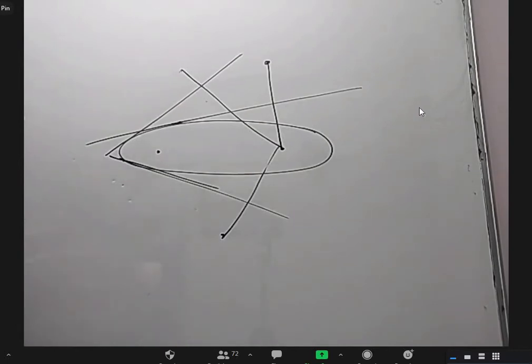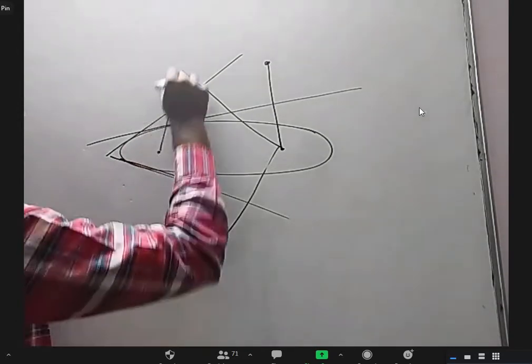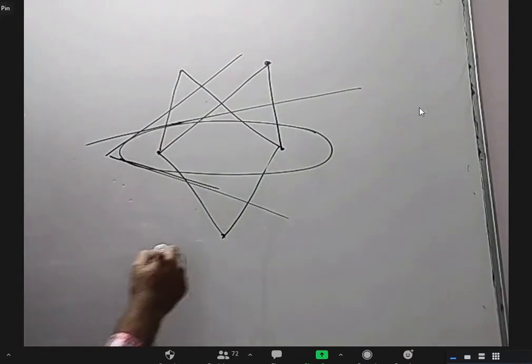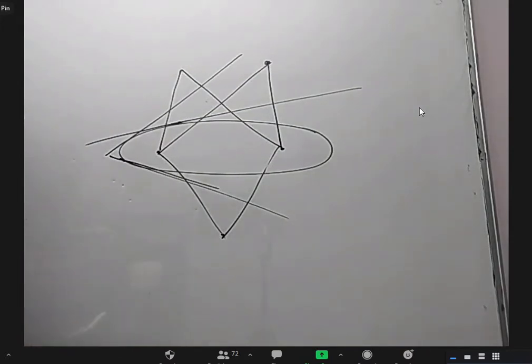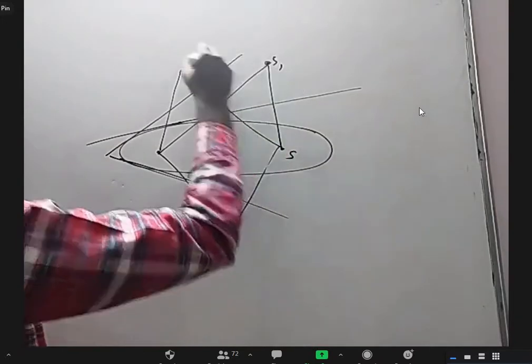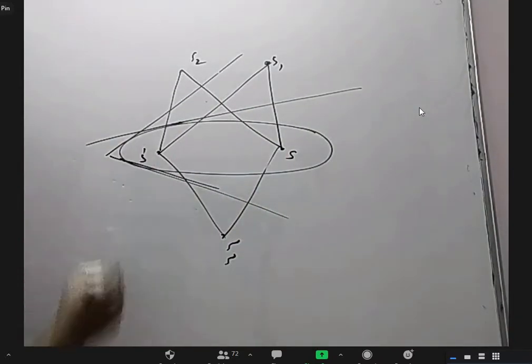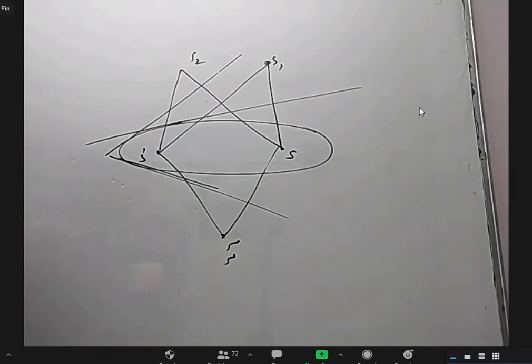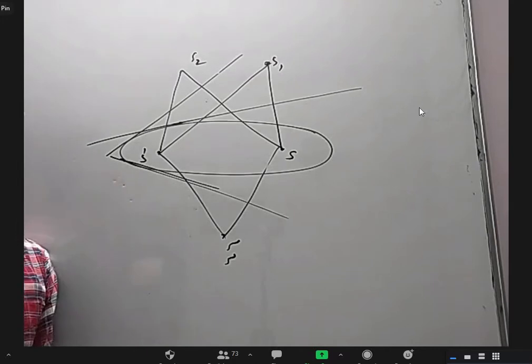Anybody want to comment? Why are this distance, this distance, this distance all the same? If this is S, this may be S1, this may be S2, this may be S3, this is F dash. But all the, yes please. Yes, Satyanarayana, you are telling something?